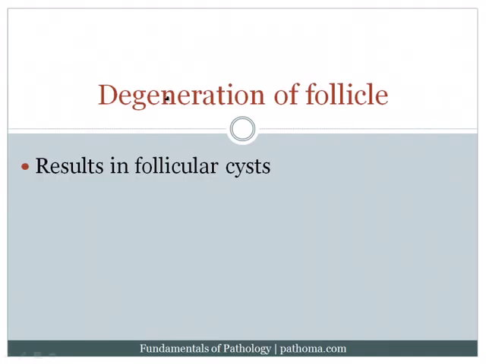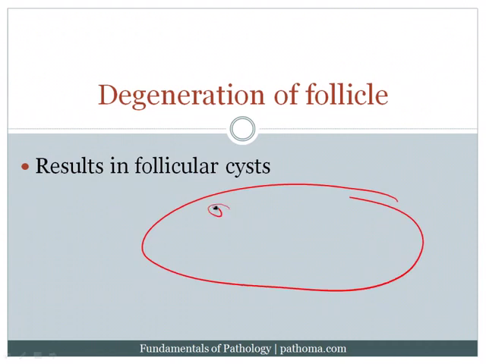Now the follicles within the ovary, they can degenerate. There are so many follicles within the ovary, and it's possible that one or two of those follicles can degenerate. So imagine if this is the ovary, and I've got all these little circular follicles here. If one degenerates, what happens when they degenerate is they become big and cystic.